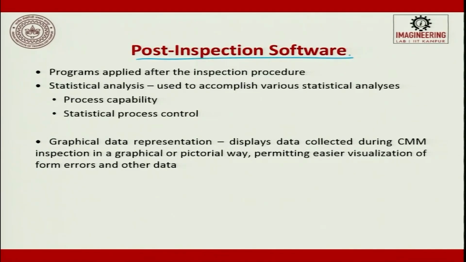Post inspection software. So, the programs applied after the inspection. So, you have done the measurement, now you have to get the deviation chart. So, that is called programs applied after the inspection procedure. So, we try to look at statistical analysis like process capability and statistical process control. This can be done, or it can be graphical data representation, that is what I said, deviation. It displays the data collected during CMM inspection in a graphical or pictorial way, permitting easier visualization of the form errors and the other data.